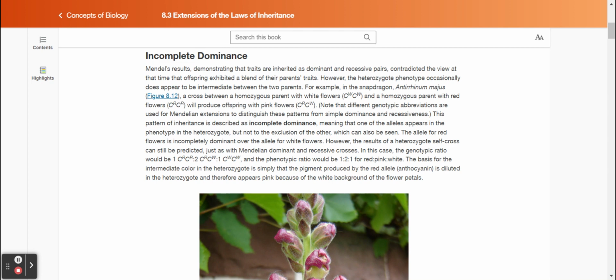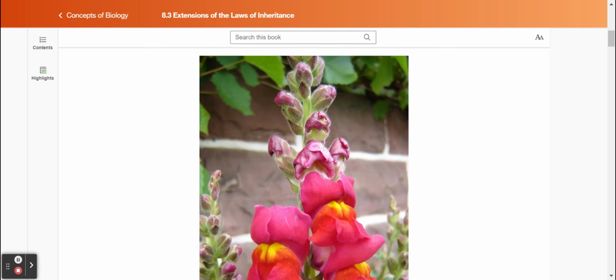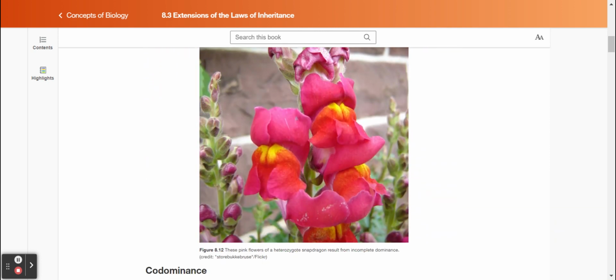In this case, the genotypic ratio would be 1 homozygous dominant to 2 heterozygous to 1 homozygous recessive, and the phenotypic ratio would be 1 to 2 to 1 for red to pink to white. The basis for the intermediate color in the heterozygote is simply that the pigment produced by the red allele, anthocyanin, is diluted in the heterozygote and therefore appears pink because of the white background of the flower petals. Figure 8.12. These pink flowers of a heterozygote snapdragon result from incomplete dominance.